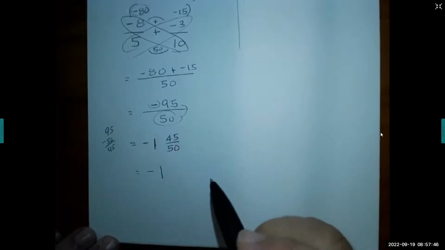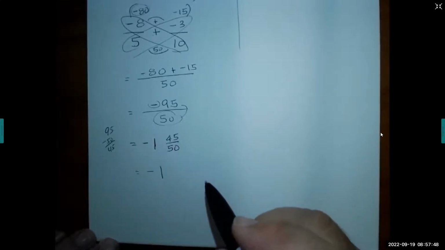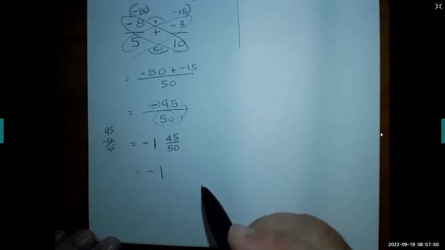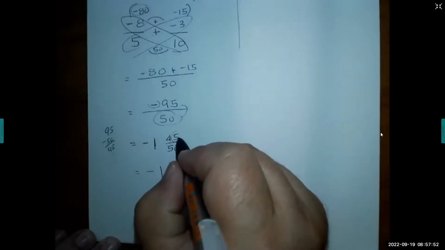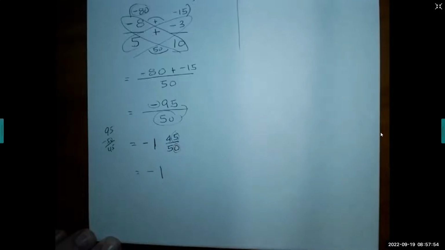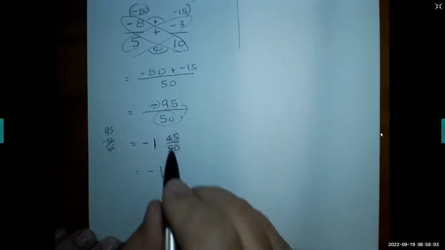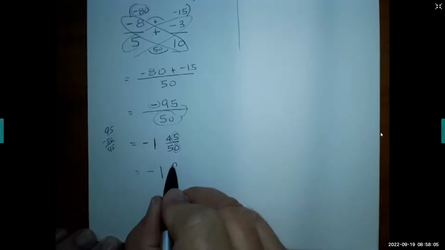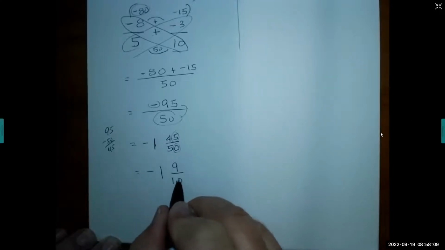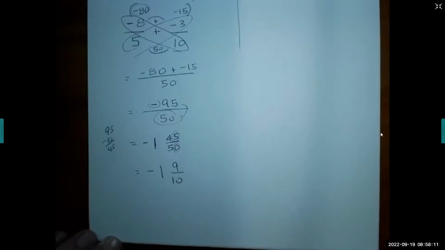They both have fives in common. How do we know they both have fives in common? Look at the last digit. If the last digit is a 5 or a 0, it's divisible by 5. So how many times is 5 going to 45? 9 times. 5 goes into 50, 10 times. There you have it. There's your answer.